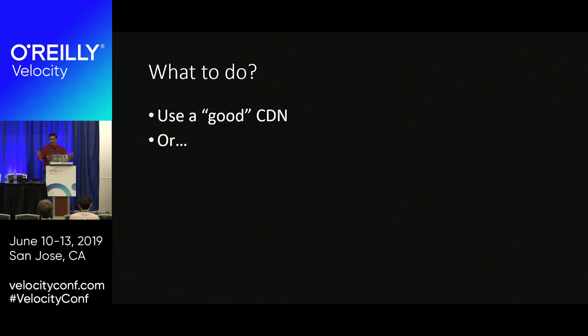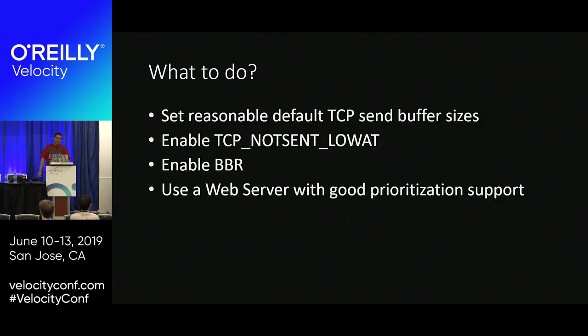So at the end of all of this, what do you actually do to get your deployment fixed? Well, use one of the 4 or 9, I guess, CDNs that work, and you can call it a day. If you're on one of those, not a problem. Otherwise, set reasonable default TCP send buffer sizes, hopefully with auto tuning. Enable not sent low watt, enable BBR. That should hopefully give you fairly responsive HTTP2 prioritization, assuming you also have a server that actually supports prioritization.